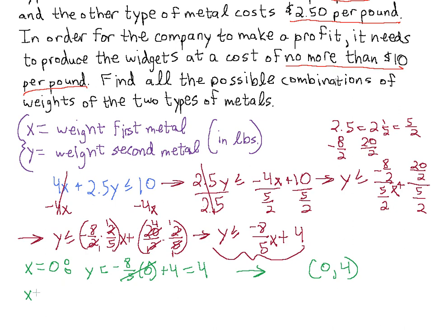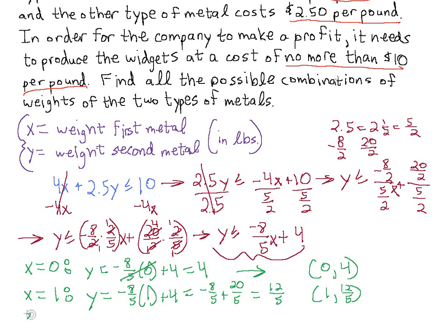Let's find another one. We have x equals 1. So when x equals 1, y equals minus 8 over 5 times 1 plus 4, which gives us minus 8 over 5. Let's go ahead and convert 4 to a fraction with the denominator of 5, which is 20 over 5. That'll give us a positive 12 over 5. So our second point is (1, 12/5).